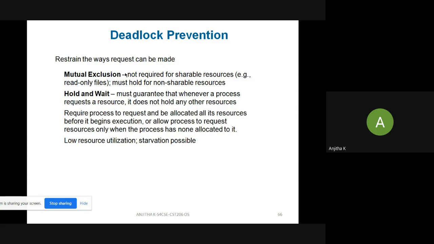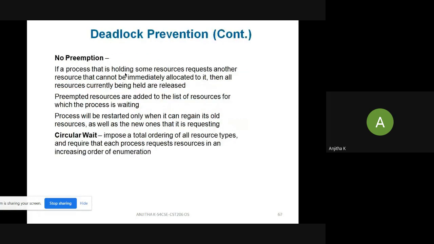Okay, so for that we have studied 4 conditions. What were the 4 conditions? Mutual exclusion, hold and wait, no preemption, circular wait.